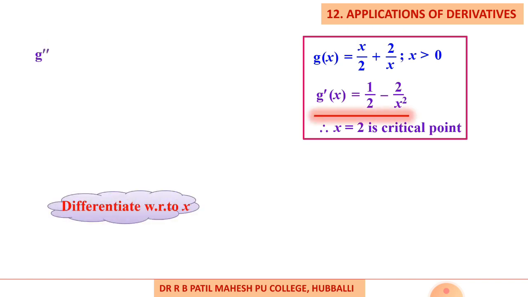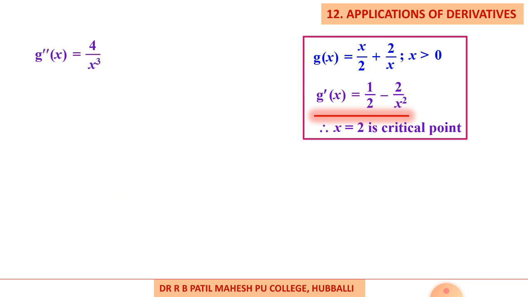Now next, go for the second derivative method. g double dash of x equal to, the first term is 0, and the derivative of minus 2 by x square is 4 by x cube.